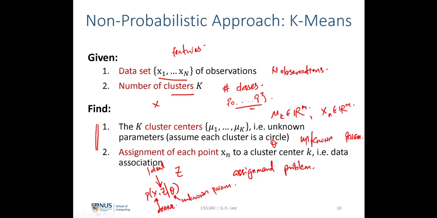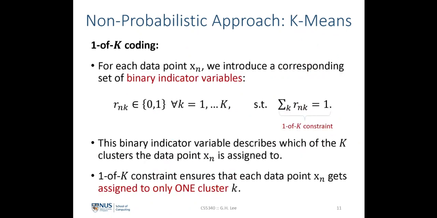But before we go into the probabilistic modeling of this, let's look at the case of a deterministic modeling of this, and we'll solve it using what we call the k-means algorithm. So let me first introduce the definition of 1-of-K coding, where for each data point x_n, we introduce a corresponding set of binary indicators, which we call r_nk, that take a value of either 0 or 1 for all k equals 1 to K. So K here denotes the number of classes.